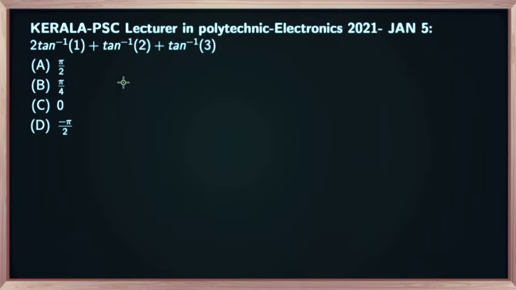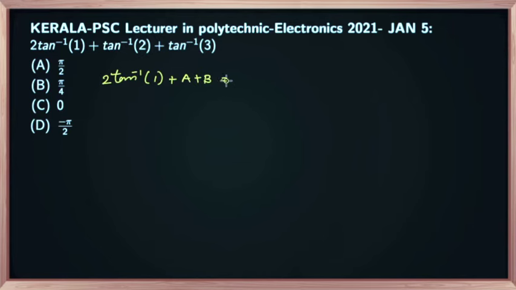In this question, 2 tan inverse 1 plus tan inverse 2 plus tan inverse 3 is equal to what? That is the question. So I can write it as 2 tan inverse 1 plus the second angle, which I have assumed to be A, and the third angle, which I am assuming to be B.